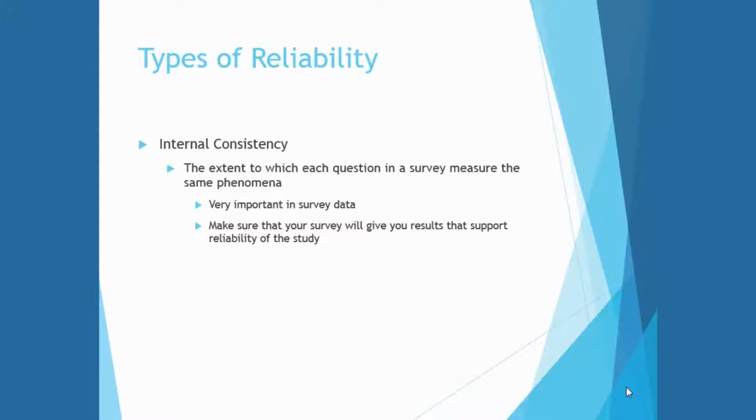Internal consistency. This is the extent to which each question in a survey measures the same phenomena. For example, if you're going to create a survey and you want to know people's ability to recognize brands, brand recognition, you want all of the questions in your survey to basically answer the same type of question. You don't want them answering questions differently. You want to make sure that you're very focused and everything's streamlined. That's the purpose of face validity.